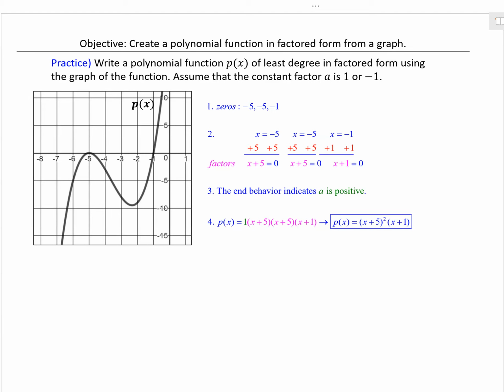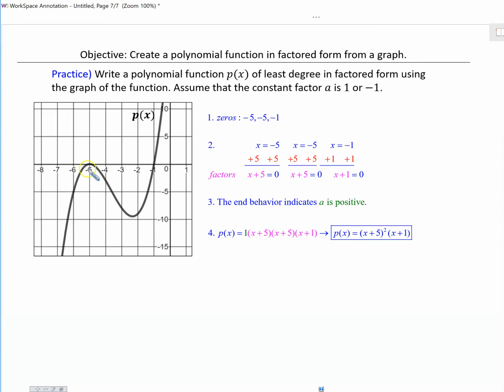So here we can see that our zeros should have -5 with multiplicity of 2 because it's a relative maximum, and then the -1. So setting each of those as an x value and using our algebra to get a 0 over here, we get the factors of x plus 5 twice and x plus 1 once.